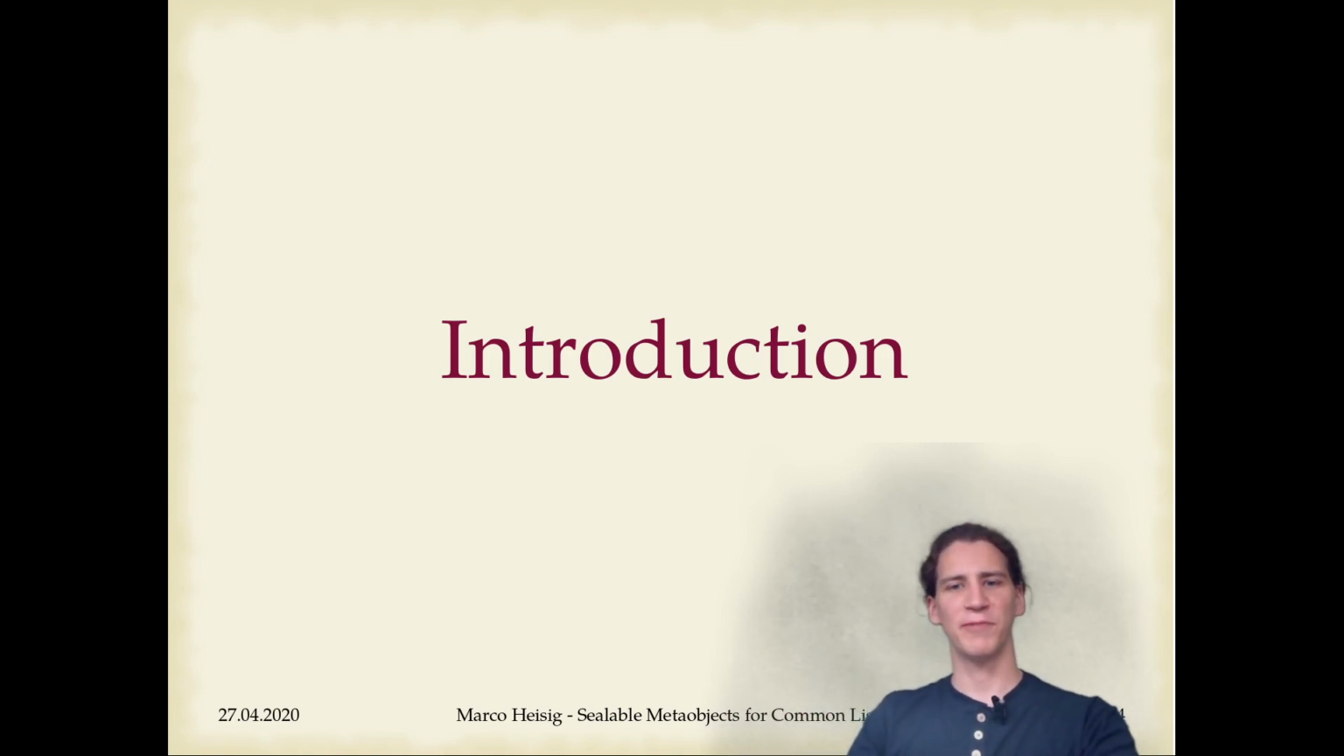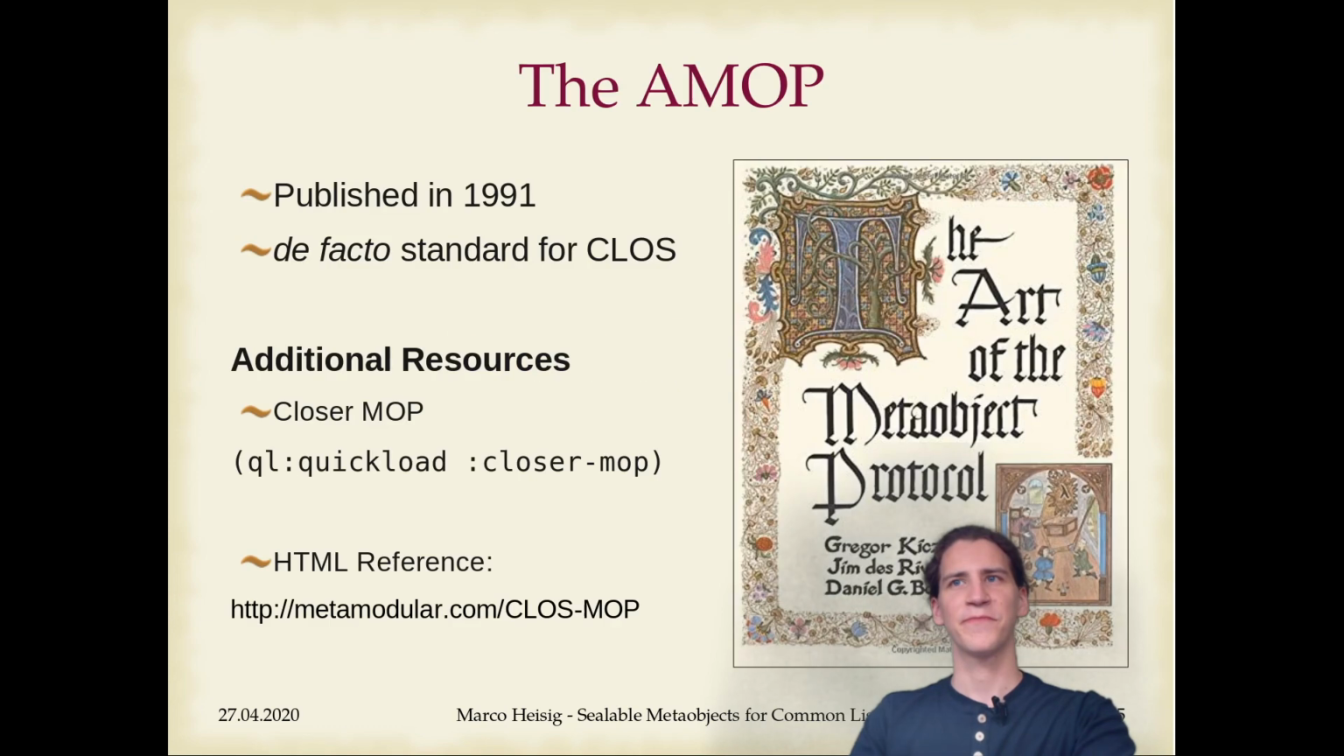Before I explain the machinery, I want to talk a bit about the background and explain the most important concepts. Everything in this talk is essentially based upon this book, The Art of the Meta-Object Protocol, the AMOP, which, according to Alan Kay, is one of the best books written in computer science in a decade or so. It was published in 1991 and describes the de facto standard for the Common Lisp object system.